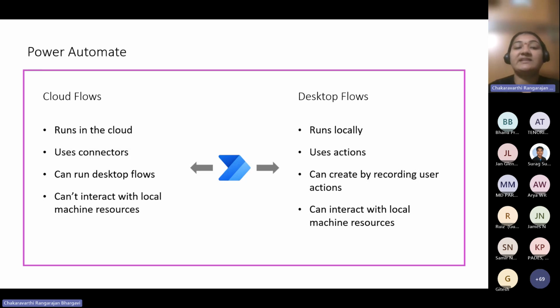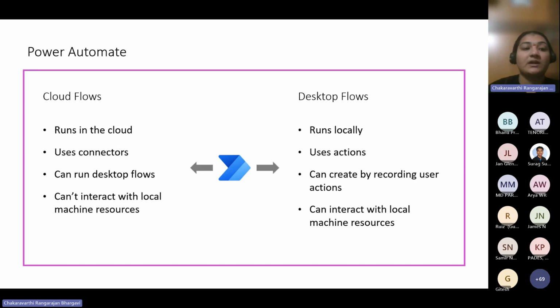Also, it uses actions. When you want to have a similar set of actions that need to be taken, then you have something called actions inside Power Automate, and you would be using that. And you can also have a recording option, where the steps you are doing as a user can be recorded, and the recording by itself will then be turned into an automation, and that gets automated by itself. And you can interact with the local machines as well.